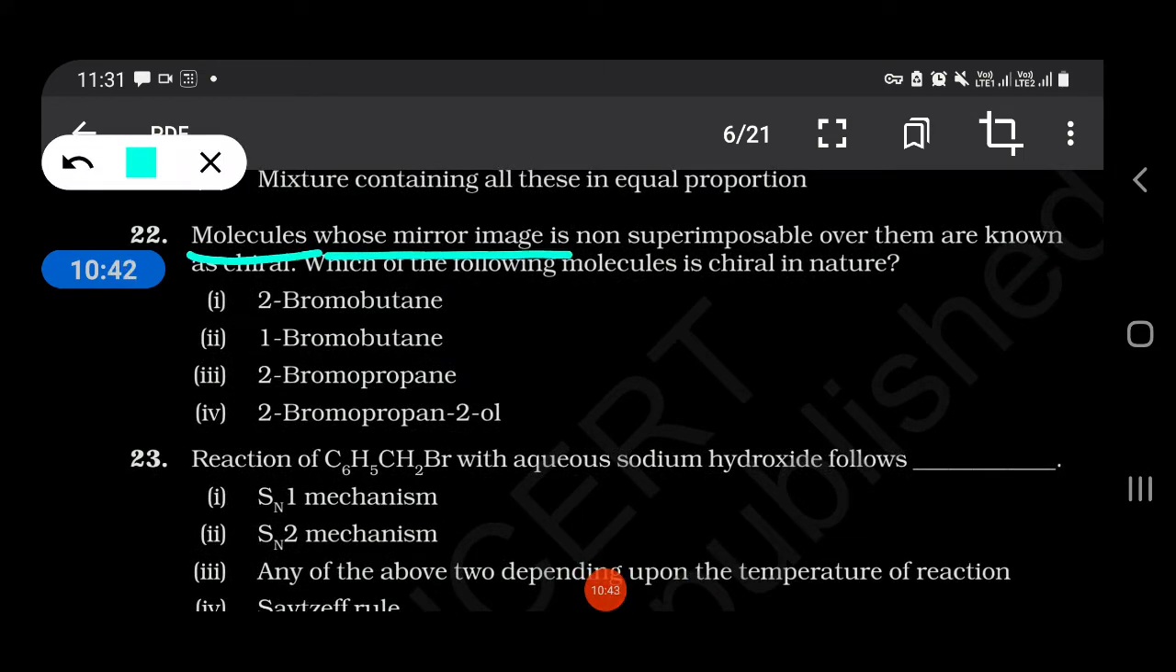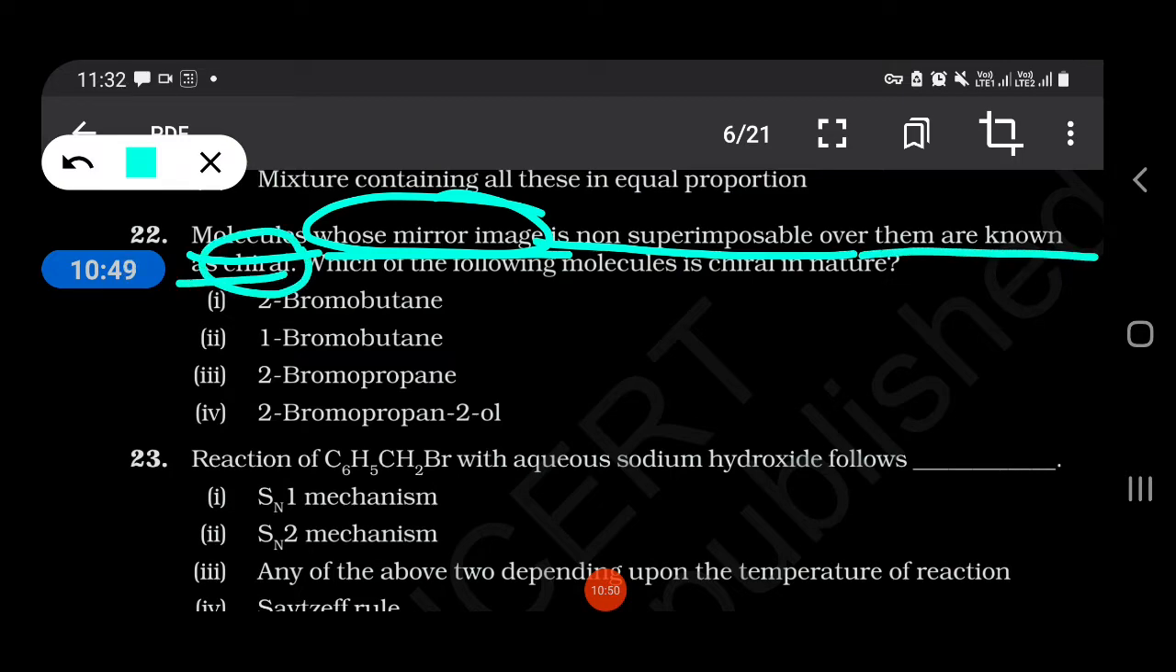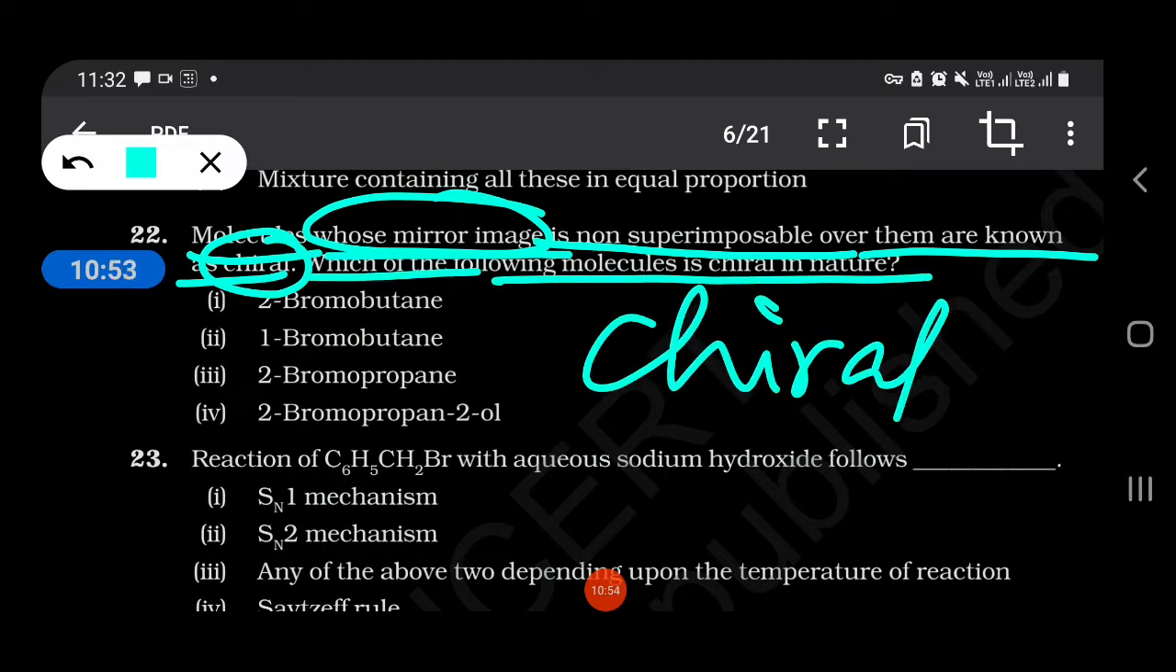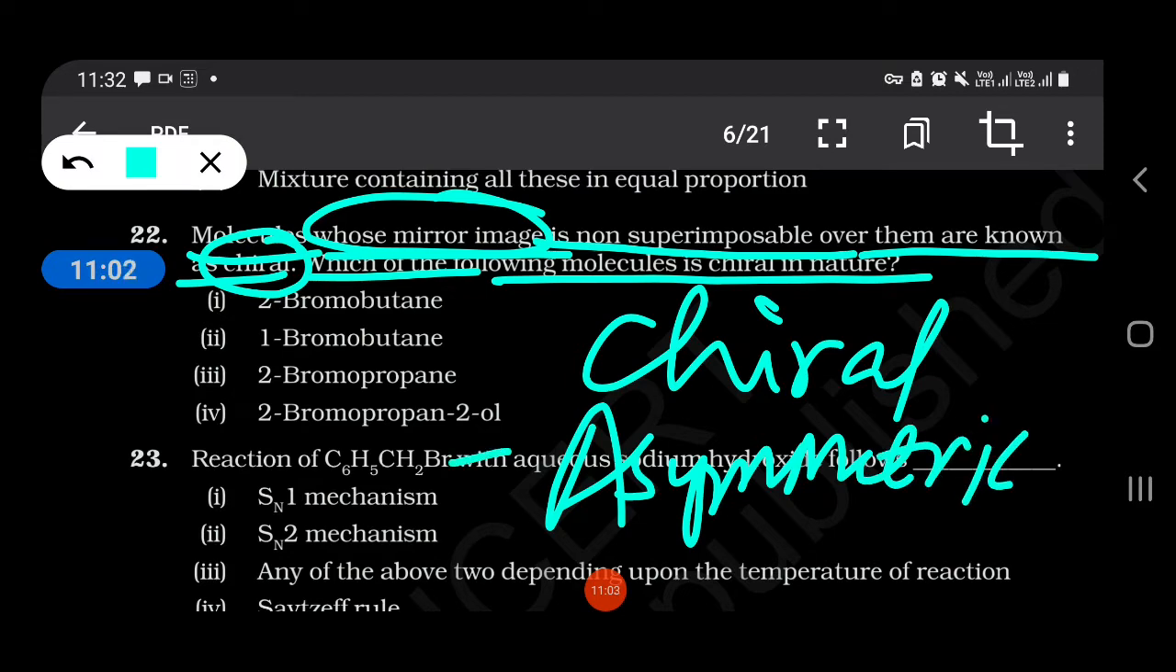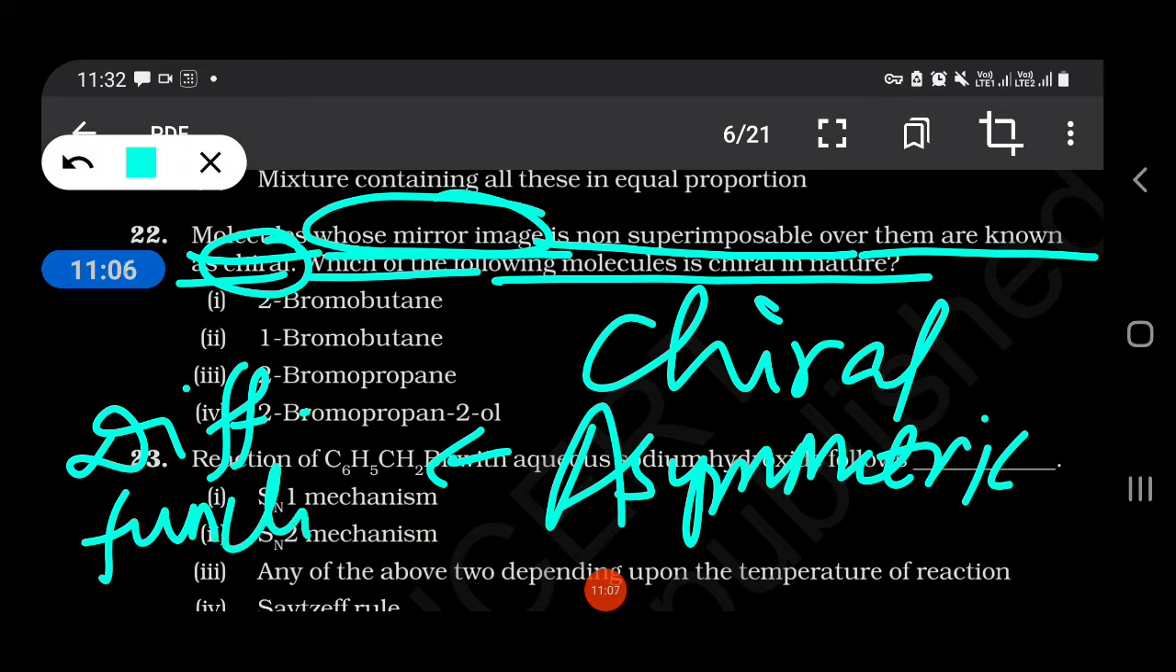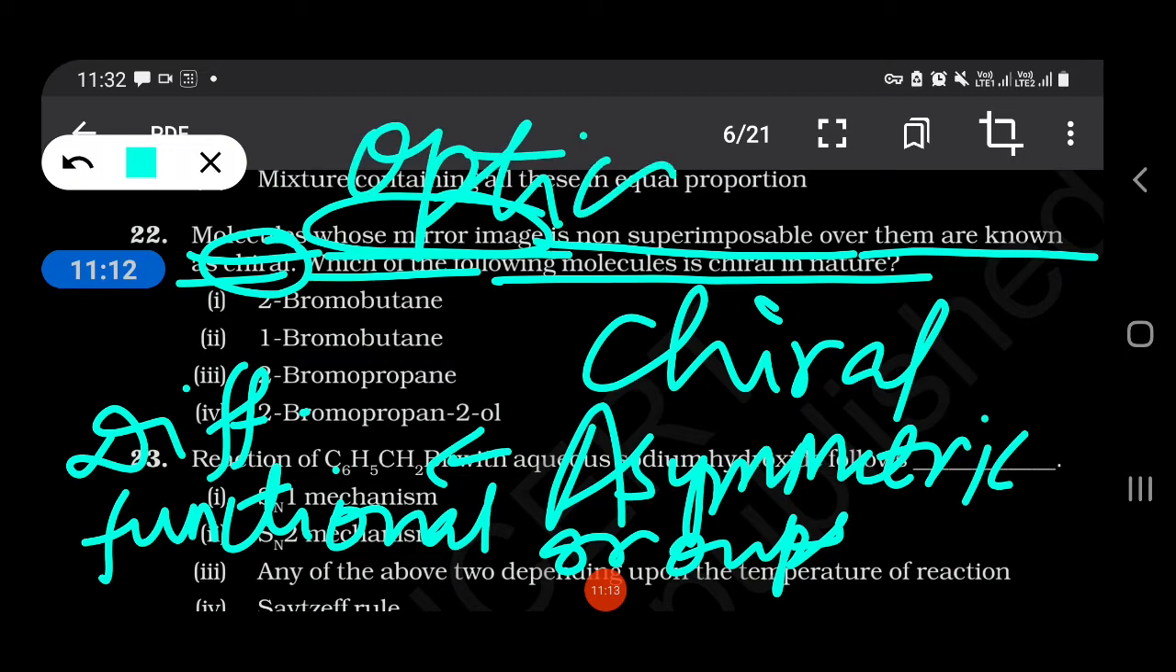Molecules whose mirror image is not superimposable over them are known as chiral. Which of the following molecules is chiral in nature? So there should be asymmetry, meaning different groups must be present on the carbon. Different functional groups, optically active.